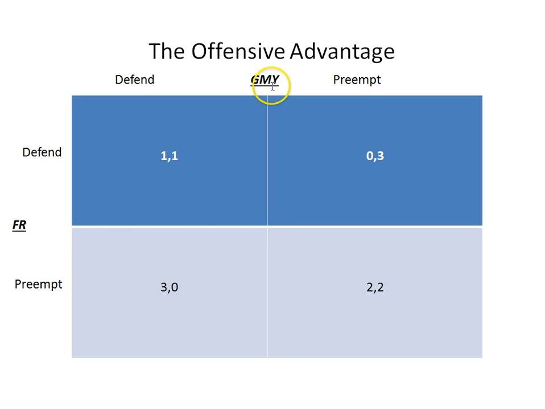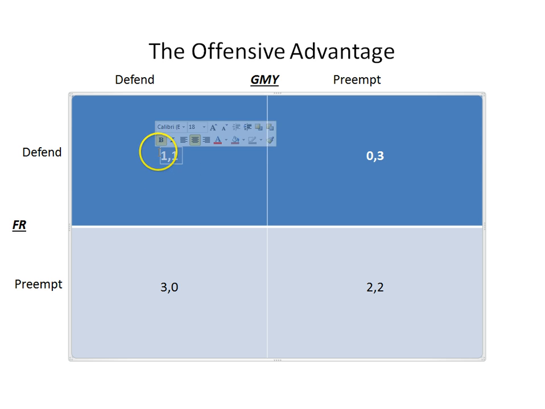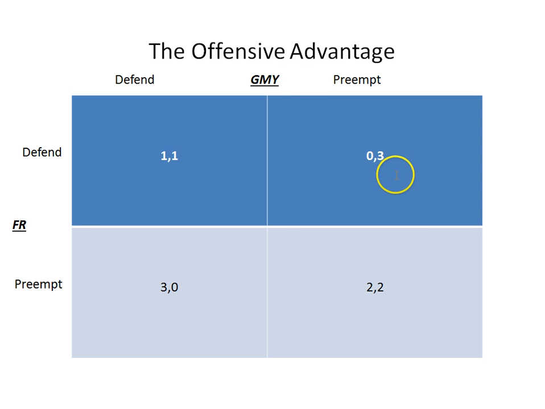So let's say Germany is represented here, and France is represented here. France can either defend or preempt, and Germany can either defend or preempt, meaning they can mobilize their army and strike first. That means preempt. The payouts here, these little numbers that you see, the 1 and 1. The first number 1 is France's number. The second number 1 is Germany's number. Same here, 0 and 3. So what's going on? What does this tell us?